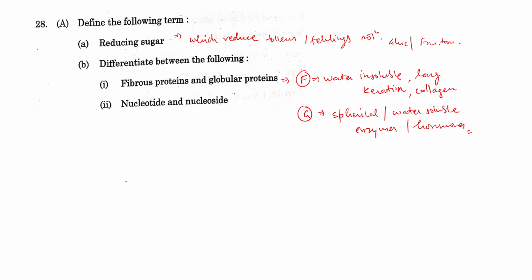Nucleotide, nucleoside. A nucleotide has all three components, meaning base plus sugar plus phosphate group, whereas a nucleoside has only base and sugar. They do not have a phosphate group. That is the difference.